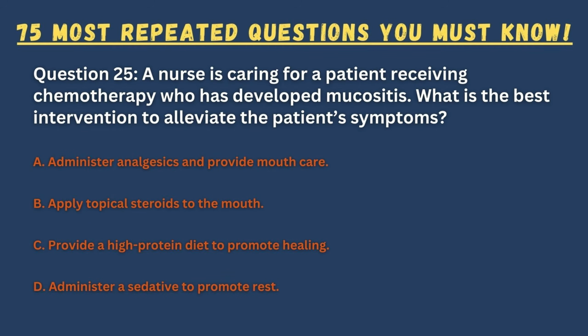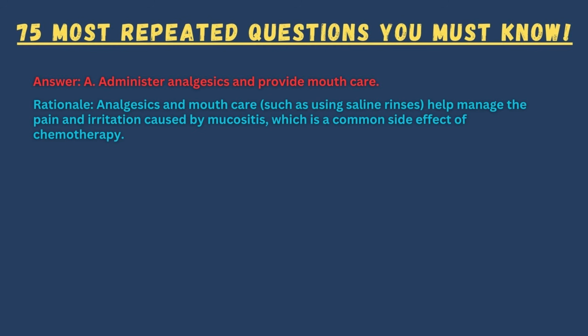Question 25. A nurse is caring for a patient receiving chemotherapy who has developed mucositis. What is the best intervention to alleviate the patient's symptoms? A. Administer analgesics and provide mouth care. B. Apply topical steroids to the mouth. C. Provide a high-protein diet to promote healing. D. Administer a sedative to promote rest. Answer: A. Administer analgesics and provide mouth care.